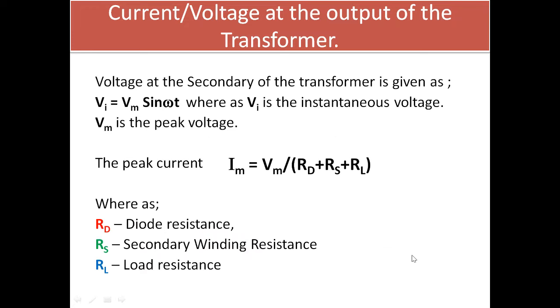Now let us assume the voltage at the secondary of the transformer as this. This somewhat resembles a simple harmonic motion. For simplicity's sake, we will be assuming Vi equal to Vm sin omega t, neglecting the phase difference. Here Vi is the instantaneous voltage, Vm is the peak voltage. As per Ohm's law, we can write Im is equal to Vm divided by the summation of RT plus Rs plus RL.